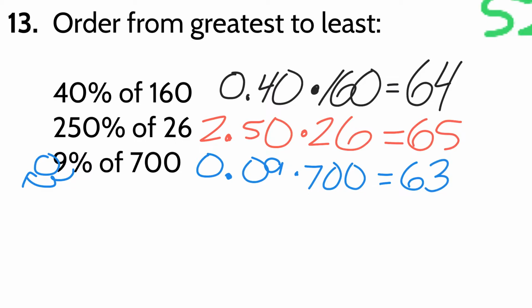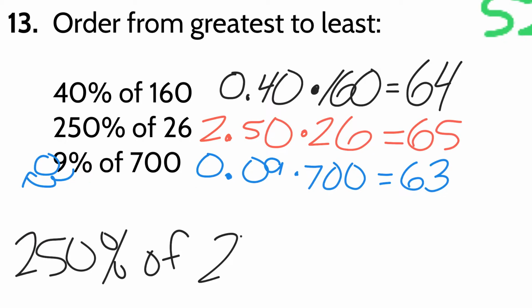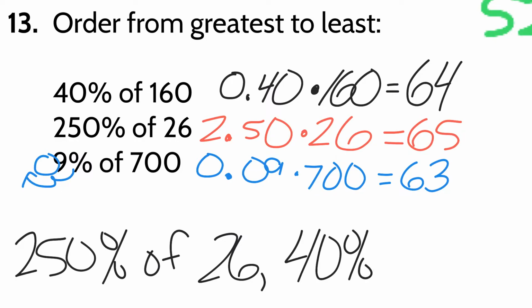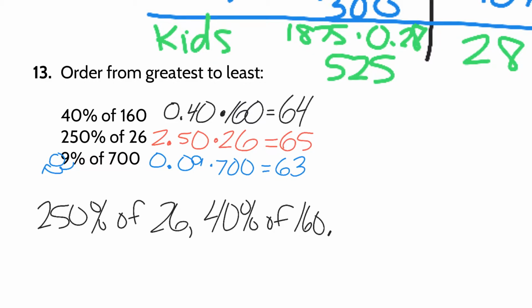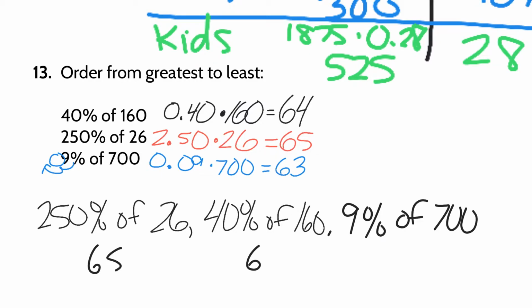And if we're going from greatest to least here, our greatest is the 250% of 26. Our next is 40% of 160. I'm going to zoom out here a little bit to make this fit. And our last answer, it's going to look a little different, but our smallest was actually this time 9% of 700. 65, 64, 63.